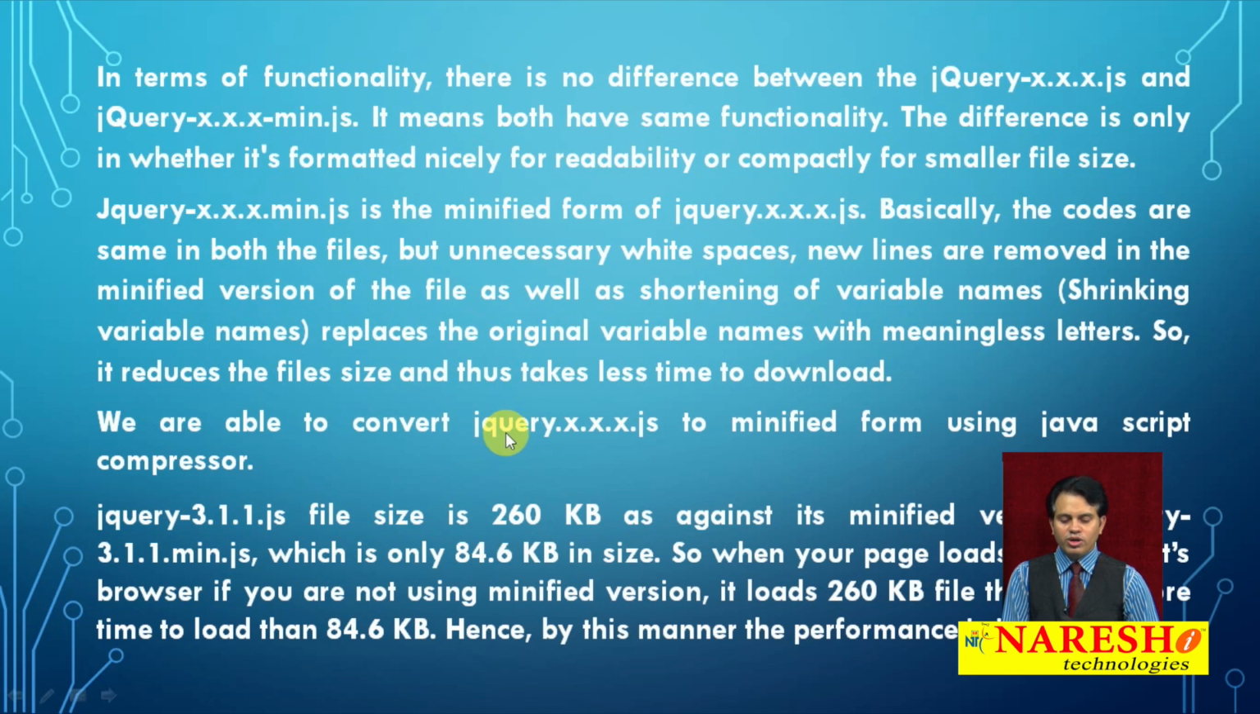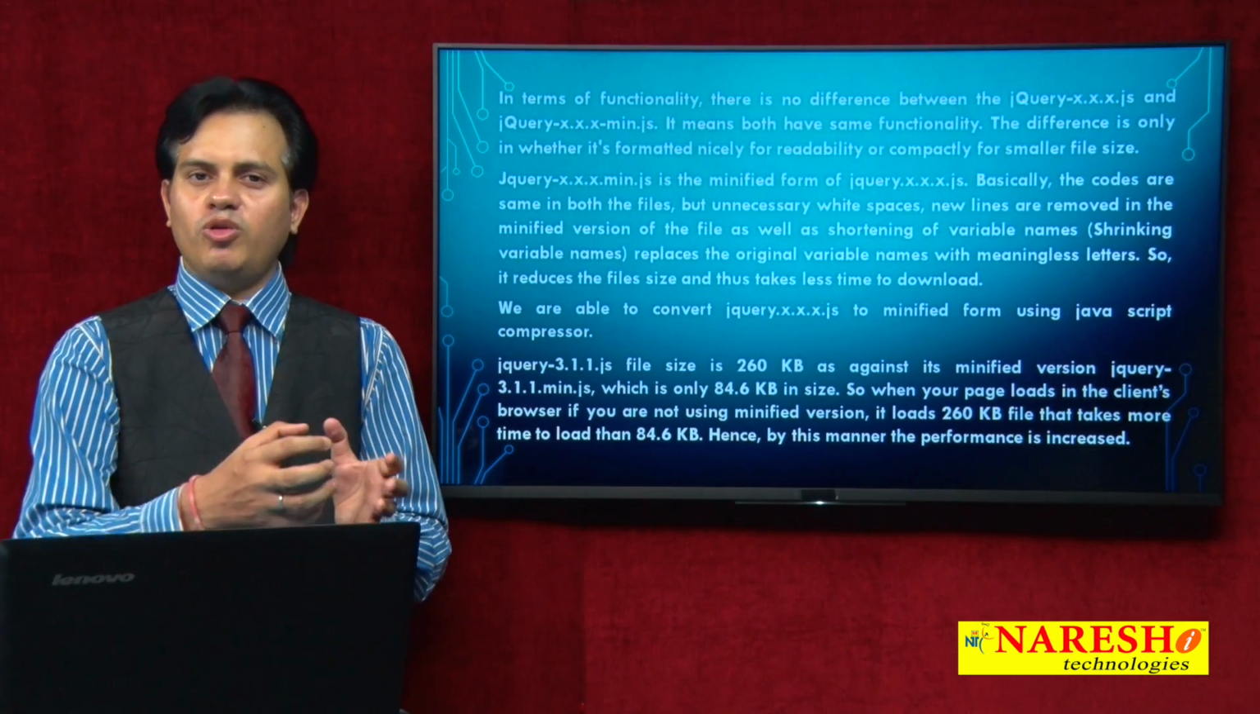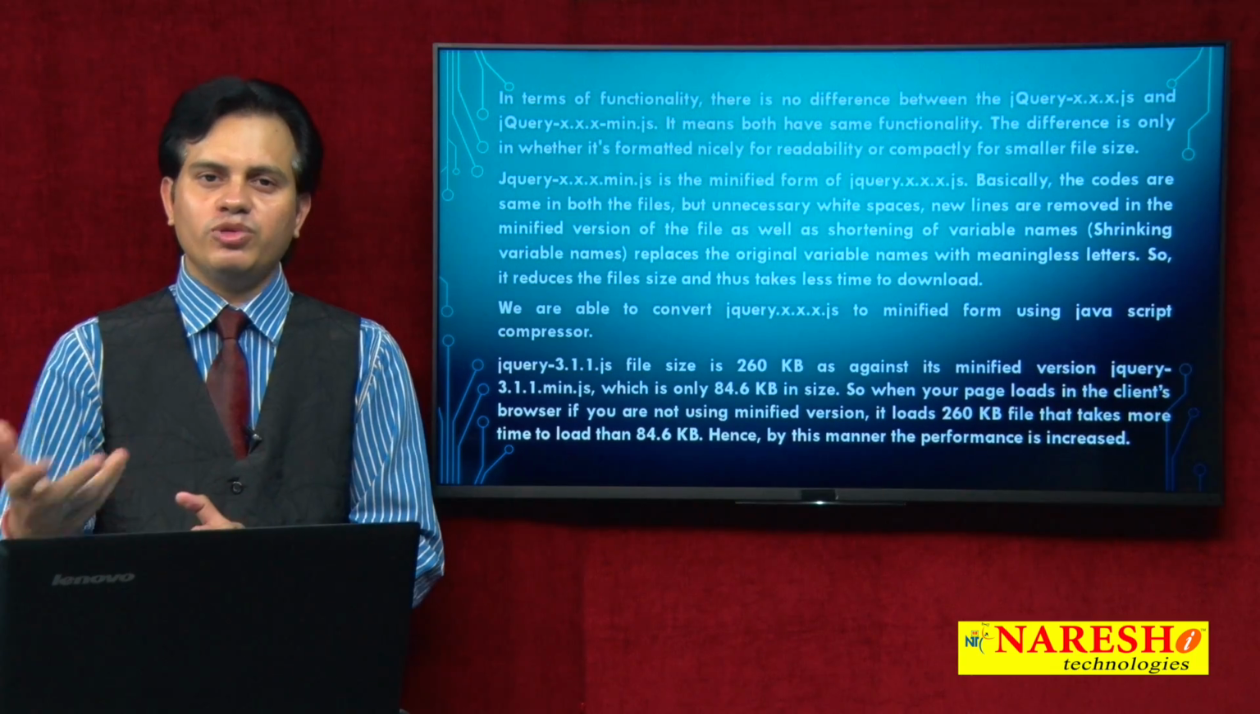We are able to convert any jQuery version number .js file to minified form using a JavaScript compressor. So if you have a jQuery uncompressed file and you want to use it as a compressed version, you can compress it by using any tool. The name is JavaScript compressor tool. There are plenty of JavaScript compressor tools available online as well as offline, where you download the software, keep it in your machine and use that.